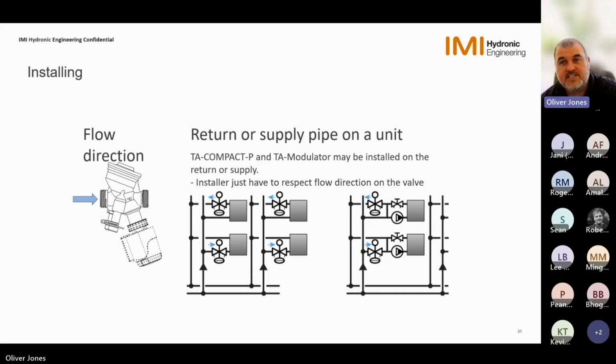With regards to fitting the valves onto the unit, we can fit the valve, the modulator and the Compact P onto the return or the supply pipe. Realistically, as long as the flow direction is respected, it doesn't matter. Typically, we tend to fit on the return, just purely from a point of view, we're at less risk of cavitation, because obviously our return temperatures are a lot lower than our flow temperatures, and it pushes us further away from the risk of cavitation on that lower temperature side. But in real terms, flow or return, it doesn't matter.